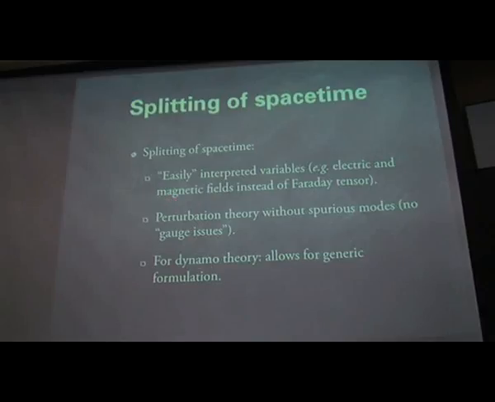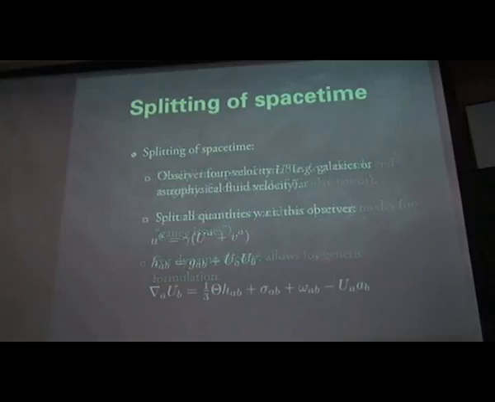And also, for dynamo theory here, and this holds for many other systems, it allows for a very generic formulation of the problems you're interested in. And I think this is one of the main features, because you can get sort of an overview of what you could obtain from such equations. So what you do is you introduce an observer for velocity. And as I said, this can be galaxies or clusters of galaxies, or it could be some astrophysical fluid motion, like an accretion disk or whatever. It's just a preferred observer which you introduce. And then you can split all quantities with respect to this observer.